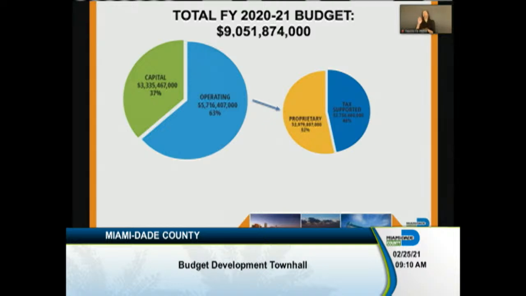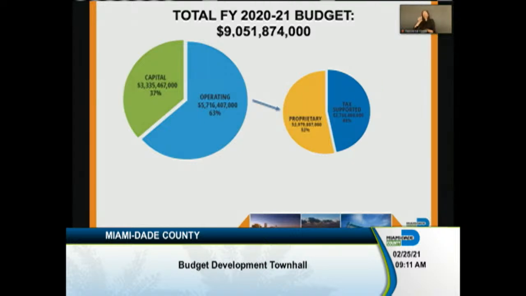Proprietary activities are fee-based activities which are collected separately from the user of the service. Some of our proprietary departments consist of water and sewer, solid waste, aviation, and seaport. The revenues that these departments generate are restricted for use within those departments. For example, we cannot use water and sewer revenues to pay for parks. The remaining $2.7 billion is tax supported.